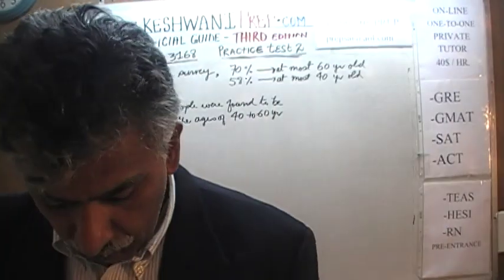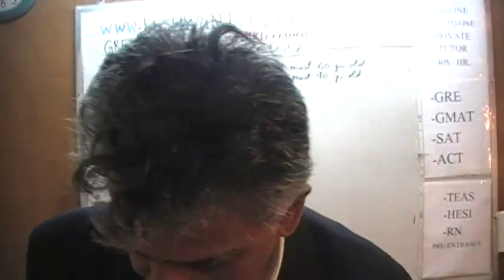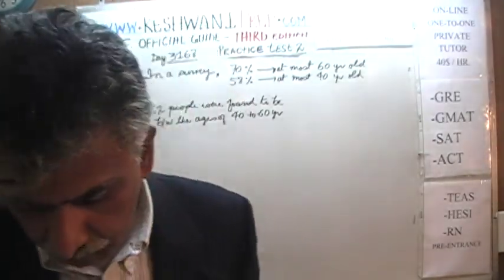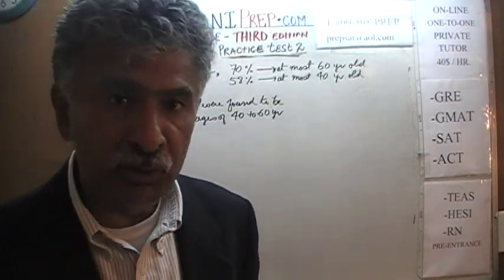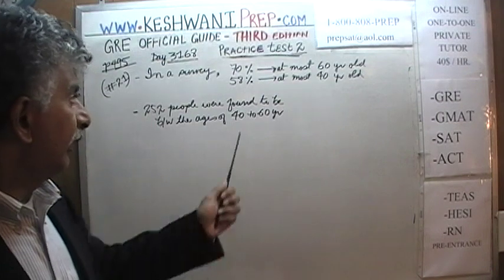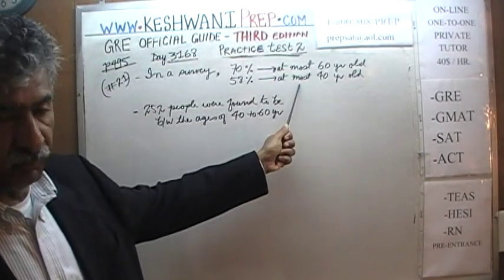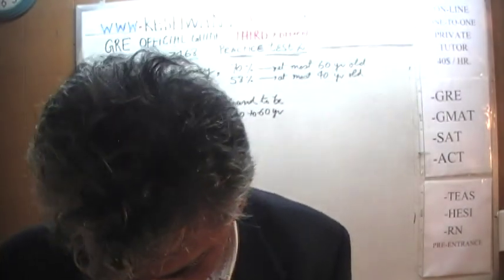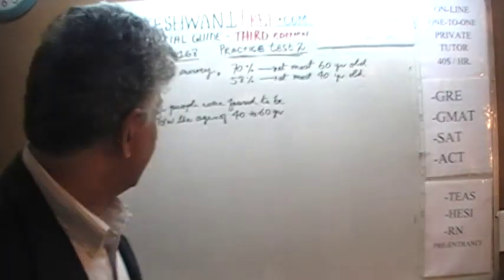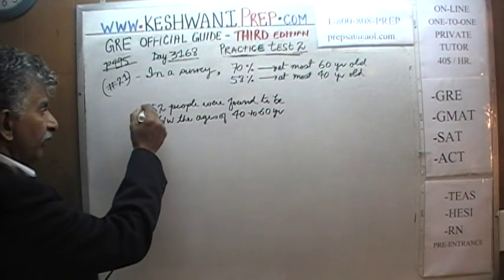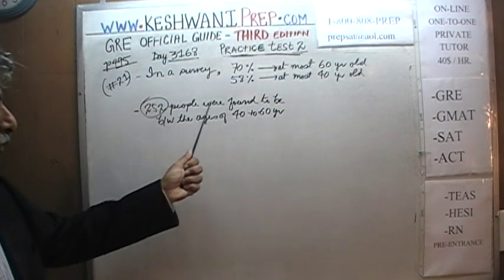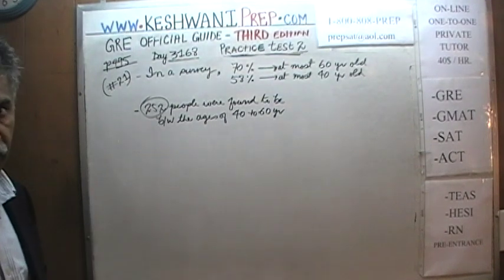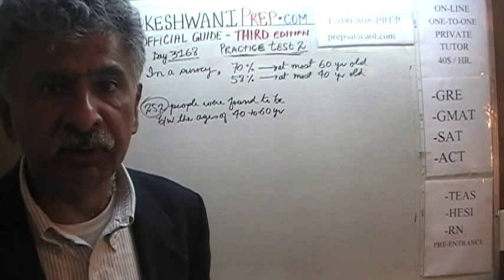Okay. Problem number 21 says, of the people in a certain survey, 58% were at most 40 years old. A survey was done, and we found that 58% of the people said that they were at most 40 years old. They go on to tell us that 70% of the people were found to be at most 60 years old. They further tell us that 252 people in the survey were more than 40 years old and at most 60 years old. In other words, we have 252 people in the survey who were between the ages of 40 and 60 years old. The question simply is, how many people were surveyed?